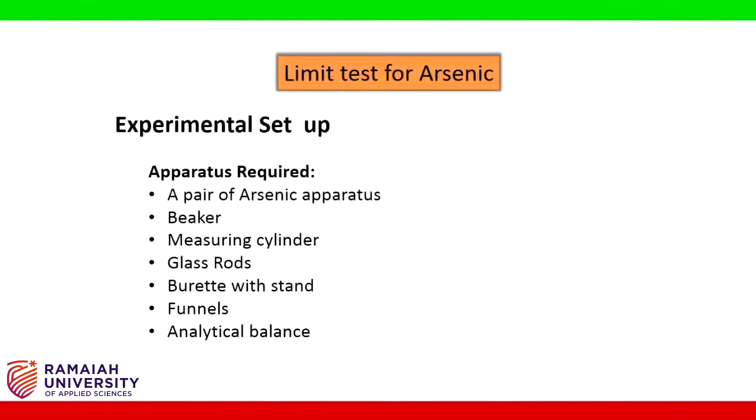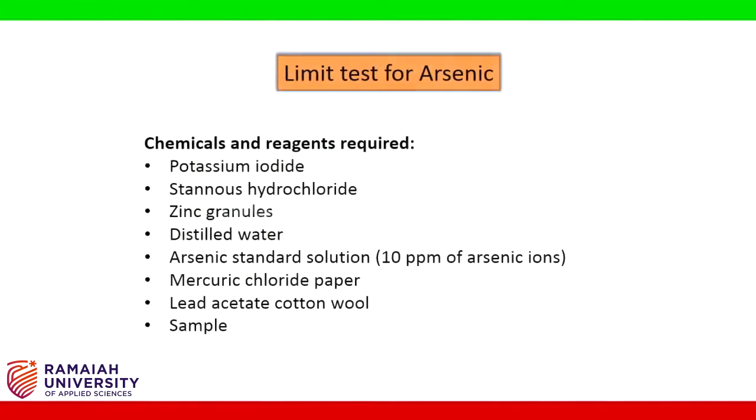Experimental setup. Under this, the apparatus required are a pair of arsenic apparatus, beaker, measuring cylinder, glass rods, burette with stand, funnels, and trickle balance. Chemicals and reagents required are potassium iodide, stannous chloride, zinc granules, distilled water, arsenic standard solution, mercury chloride paper, lead acetate cotton wool, and sample.